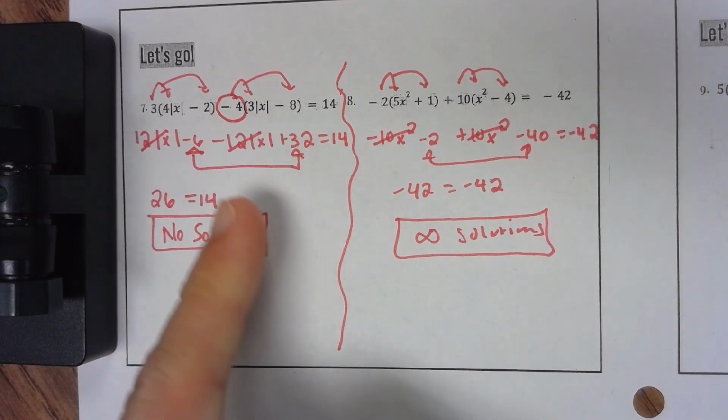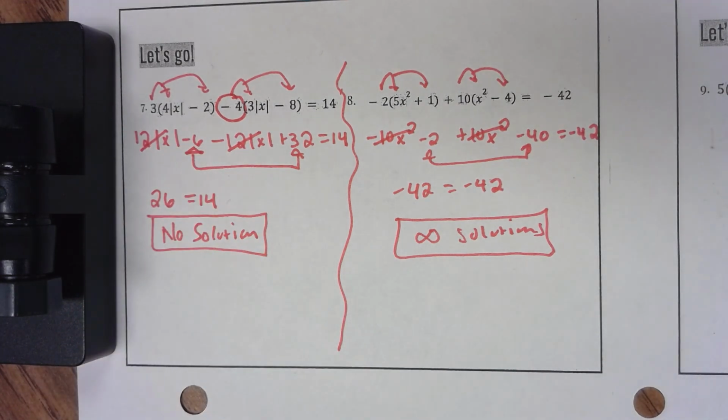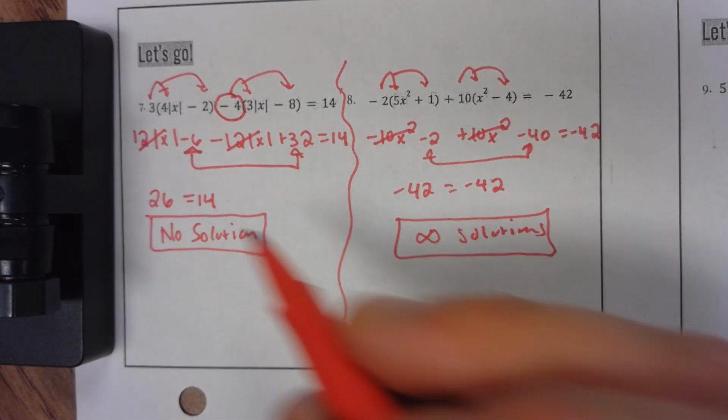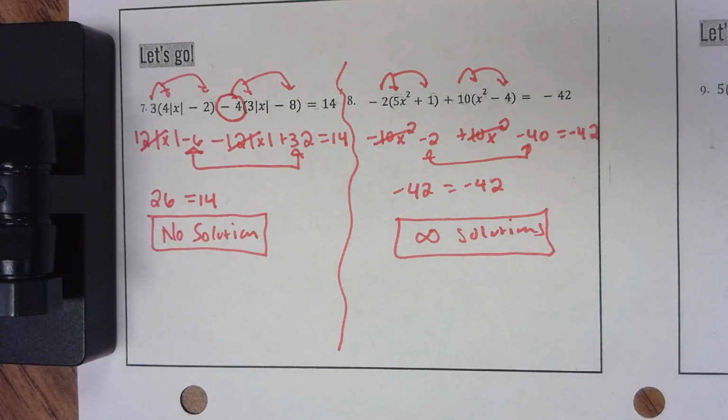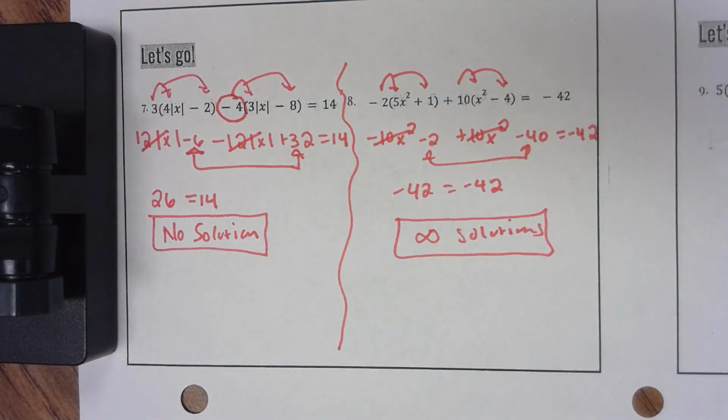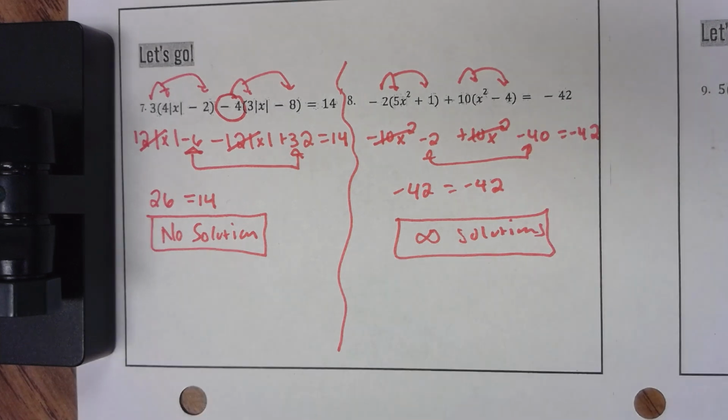So after distributing, the absolute values of x eliminate. And now I'm left with 26 equals 14, which is false. Since it's false, we conclude that is no solution. So the answer is not false. If you stop and just say false, you haven't actually answered what the solution is. And that's the fact that there isn't one. So you need to say no solution.